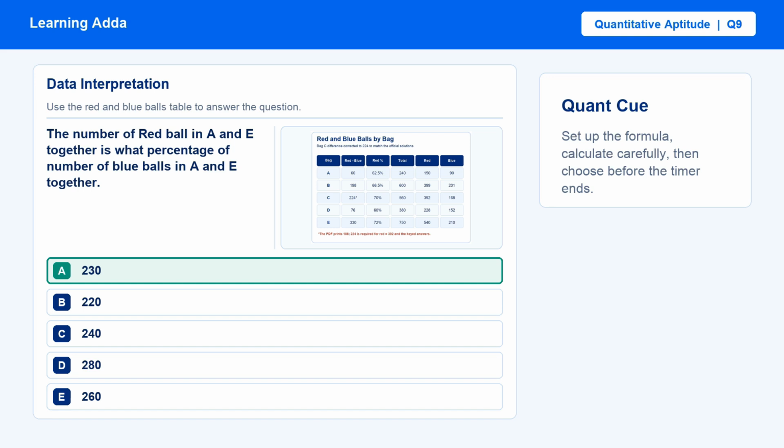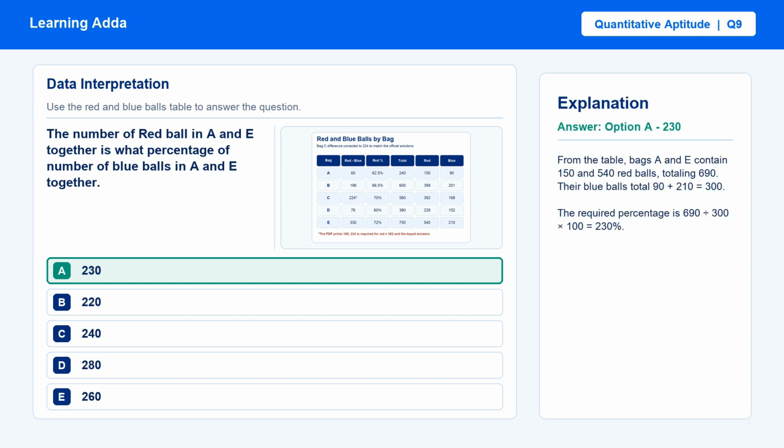The answer is option A, 230. From the table, bags A and E contain 150 and 540 red balls, totaling 690. Their blue balls total 90 plus 210 equals 300. The required percentage is 690 divided by 300 multiplied by 100, which is equal to 230%.